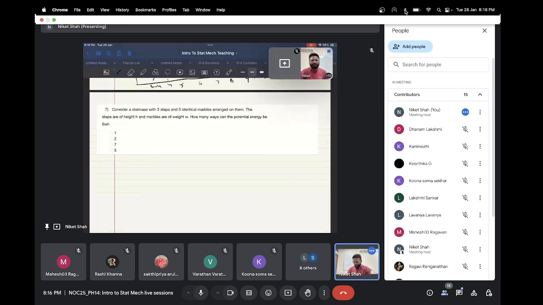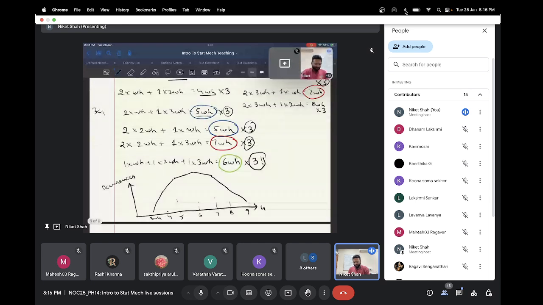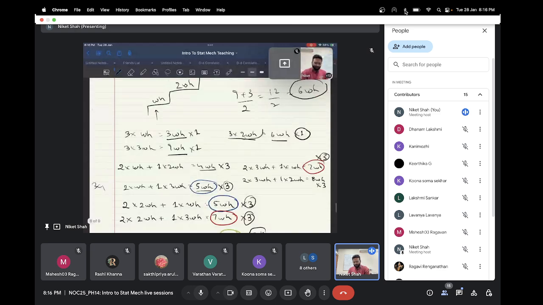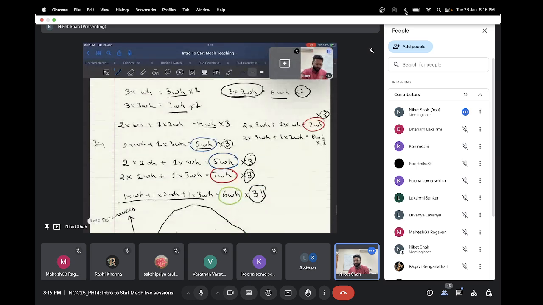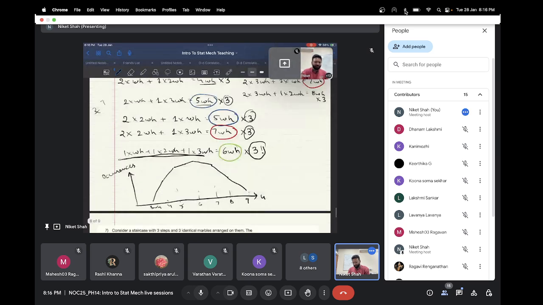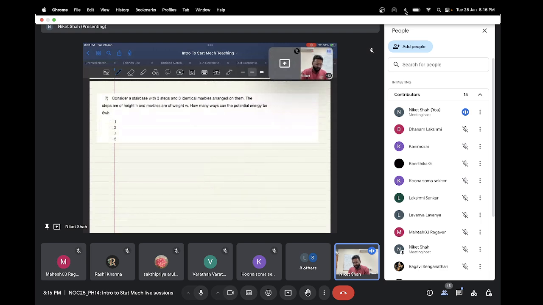How many ways can the energy be 6Wh? Because the marbles are identical, the answer is just two. One way is one marble on each stair, and another way is all the three marbles on the second stair. This one and this one. So what are the possible arrangements for 6Wh? 1 into Wh plus 1 into 2Wh plus 1 into 3Wh. So basically one marble on each step. That gives me 6Wh.